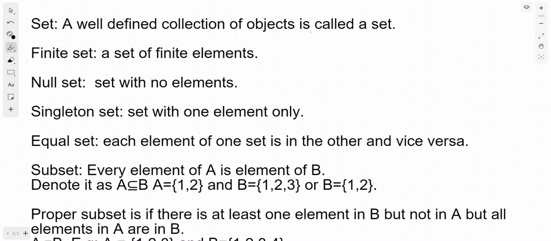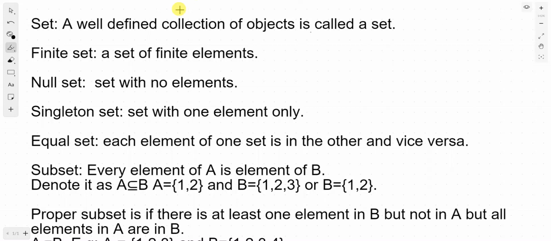Let's see what the basics are first. So what is a set? A set is a well-defined collection of objects. You can say that a class, the students of a class, are a set because they are a well-defined collection of objects. What is a finite set? A set of finite elements which are countable. Null set: a set with no elements. Singleton set: a set with one element only. Equal set: if each element of one set is equal to the other set's elements, and vice versa. Subset: every element of A is an element of B.